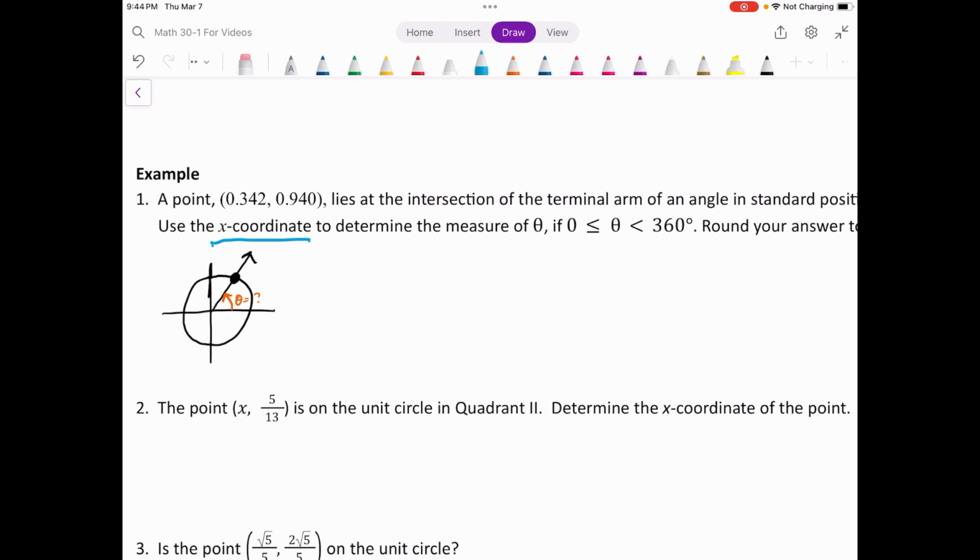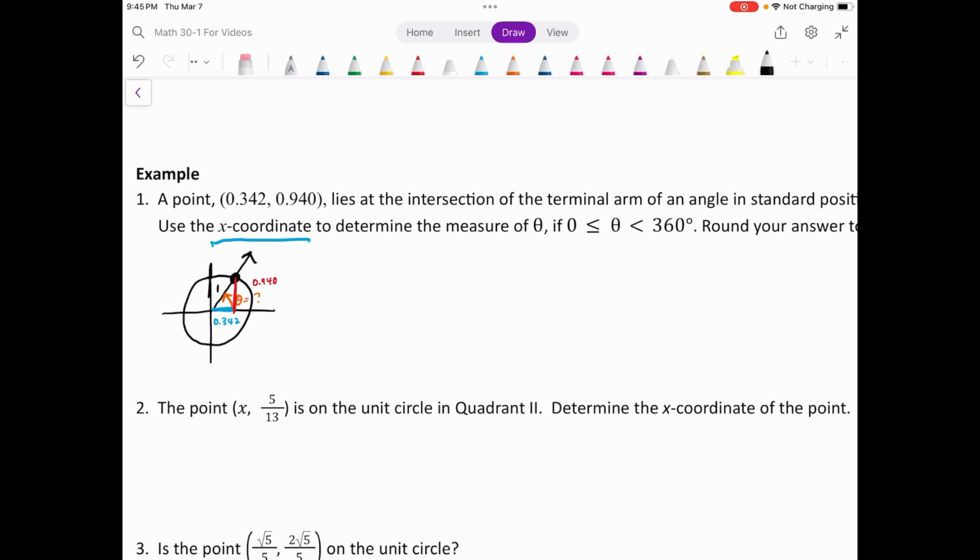So the x coordinate of that point is 0.342. The y coordinate of that point, things are getting a little crowded here, is 0.940, right? That's where that point is located. And since it's on the unit circle, what's this distance here? Notice how this is just the radius of the circle, so this is just 1 because we're on the unit circle.